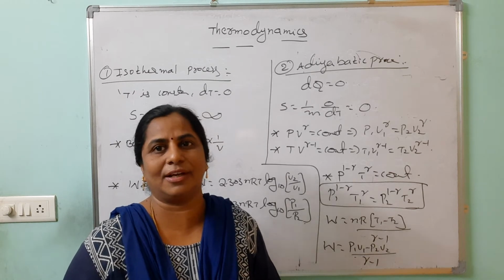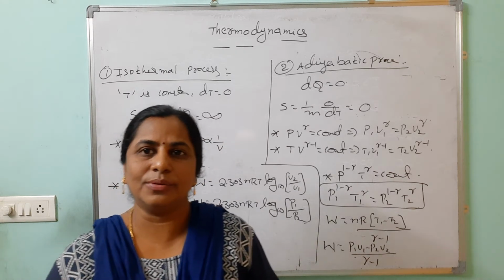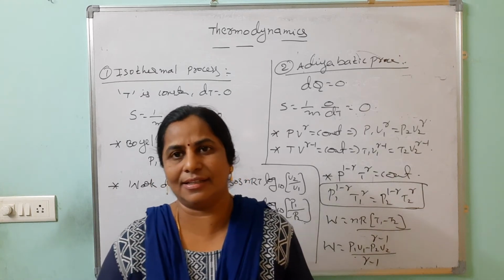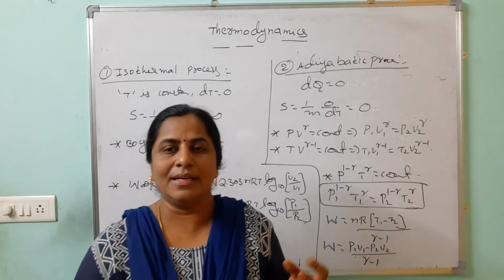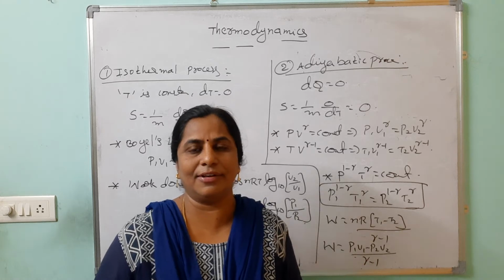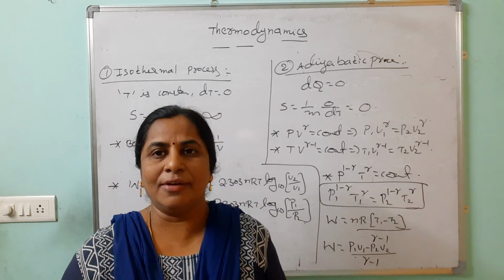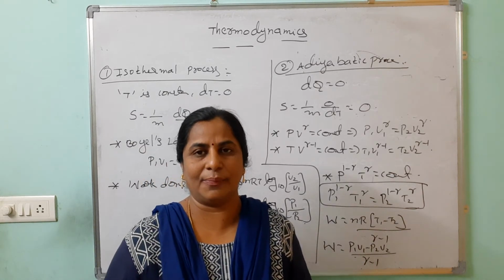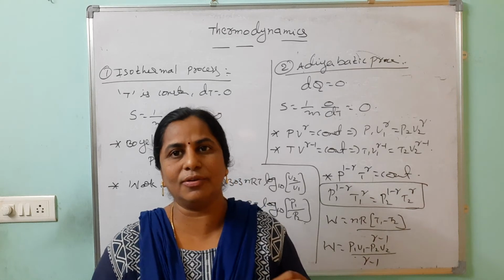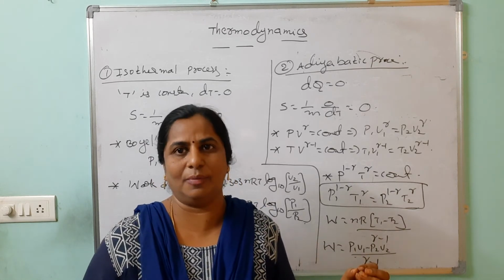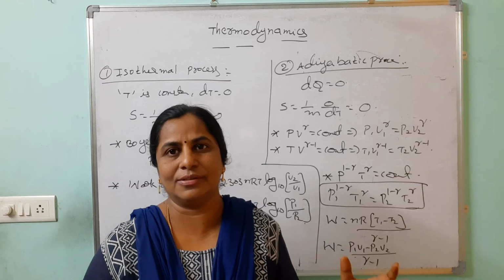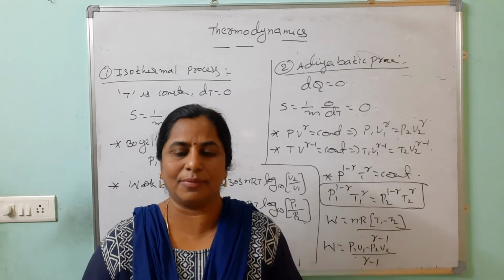Then the second law of thermodynamics. There are two statements: one is the Clausius, another one is the Kelvin statement. What they have concluded is that without any external agent, heat does not flow from a cold body to a hot body. It is impossible. So this belongs to the second law of thermodynamics.